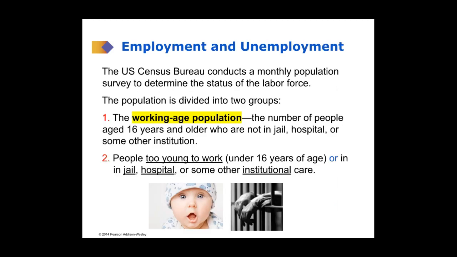So let's look at how economists calculate unemployment. Well, the Census Bureau conducts a monthly survey about population to determine the status of the labor force, and the entire population of 330 million people in the US is broken down into two groups: into the working age population. To be in the working age population, you have to be 16 years or older and not somebody who's in jail or a hospital or otherwise institutionalized. And so those people are in the working age population.